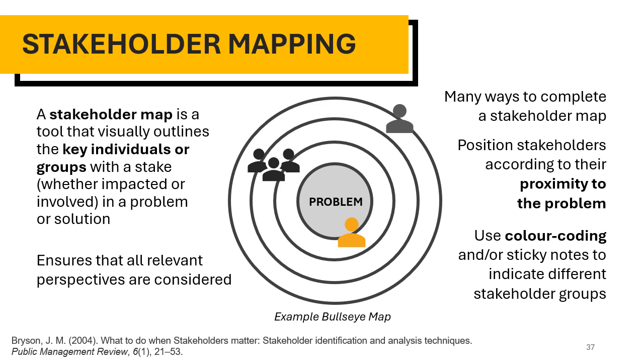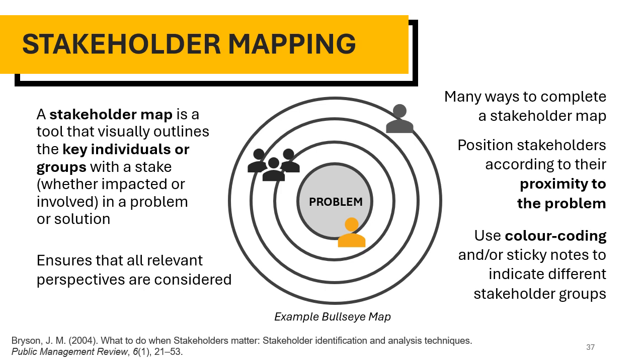A stakeholder map is another way to draw the problem. It visually outlines the key individuals or groups that have a stake in a problem or solution, so those who are most impacted or involved. Here we've just done a bullseye map. There are different ways that you can draw the map, but I like the bullseye map because we can place the problem in the middle and then we can place the stakeholders in proximity to the problem to indicate how much they are affected by that problem.